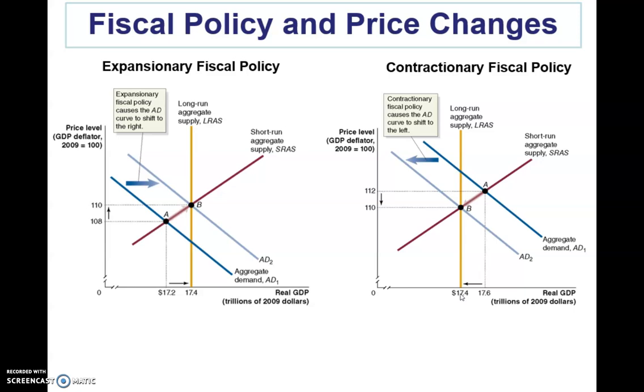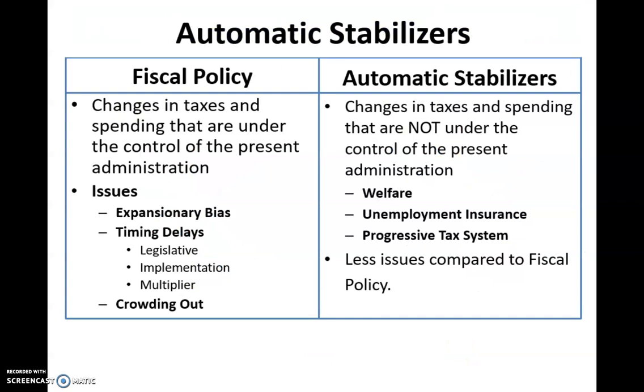The key point is whether we use expansionary or contractionary policy, we're going to see changes in GDP and we're going to see changes in the price level. Now let's talk about the difference between fiscal policy and automatic stabilizers. Fiscal policy, we learned, involves changes in taxes and spending. But more specifically, these are changes that are under the control of the present administration, the president and Congress.